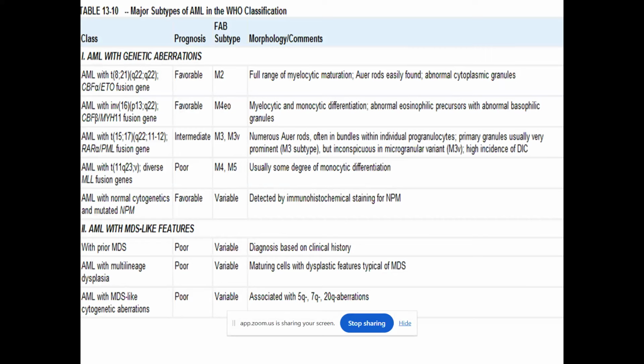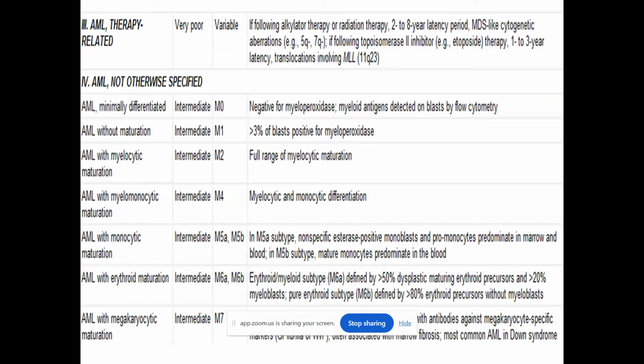The first one is AML with genetic aberrations. It can be t(8;21), inversion 16, or translocation 15;17. All these are AML with genetic aberrations. Next is AML with MDS-like features. Then the third is AML after therapy for some other lesions, so the AML is produced after therapy for some other cancers. And then AML not otherwise specified. This is the previous FAB classification. According to the differentiation and the lineage, we can subdivide AML from AML M0 to AML M7.